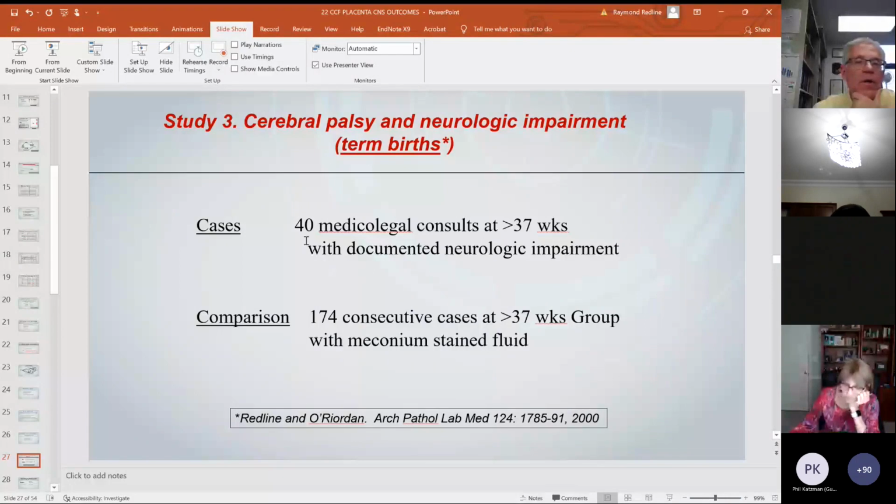So at this point, I took 40 medical legal consults at greater than 37 weeks with documented neurologic impairment. The problem, of course, is the control group. It can't be a true control. It has to be a comparison. And you're limited to placentas that were sent to pathology for some other reason. So in order to limit it, meconium-stained fluid is a common indication for sending a placenta, but it really doesn't have by itself much of an association with placental pathology, especially at term. So we picked 174 consecutive cases with nothing other than meconium-stained fluid as our comparison group.